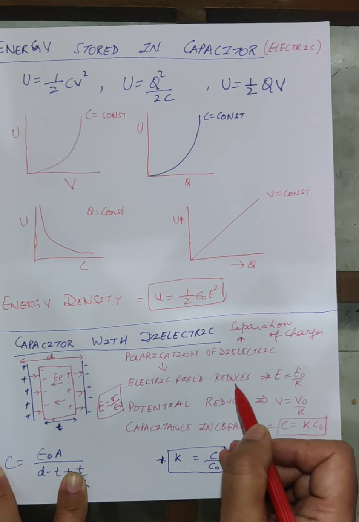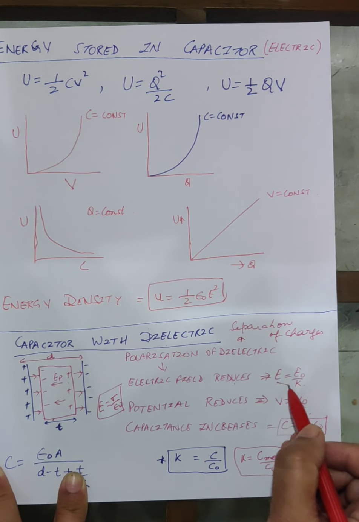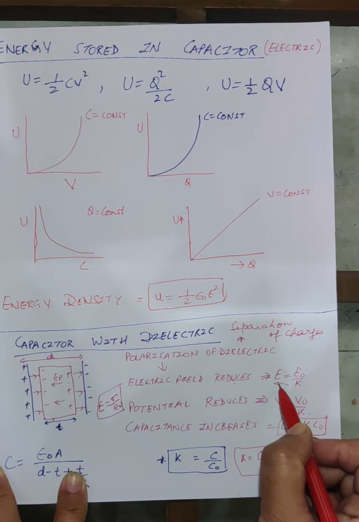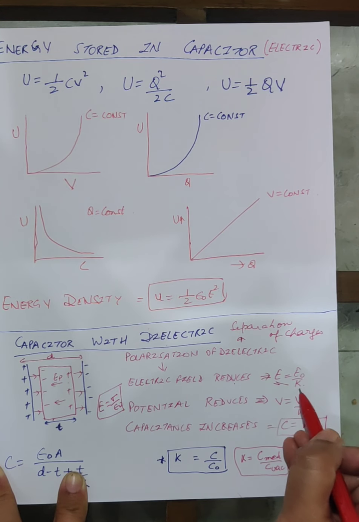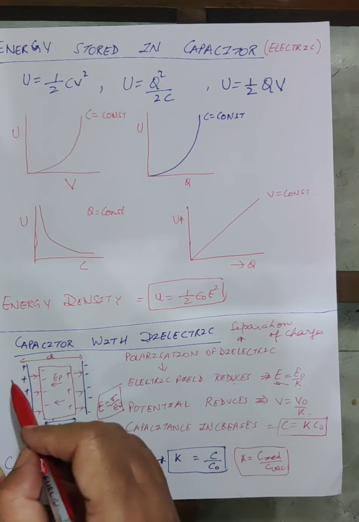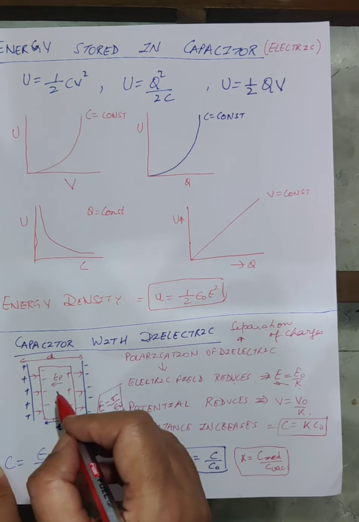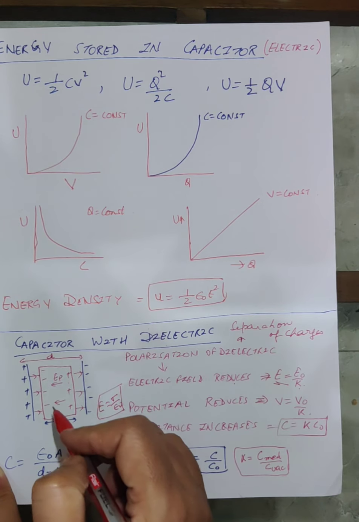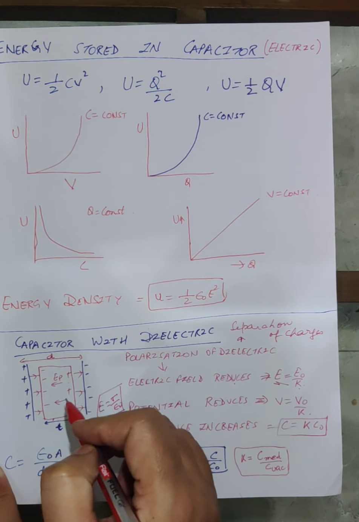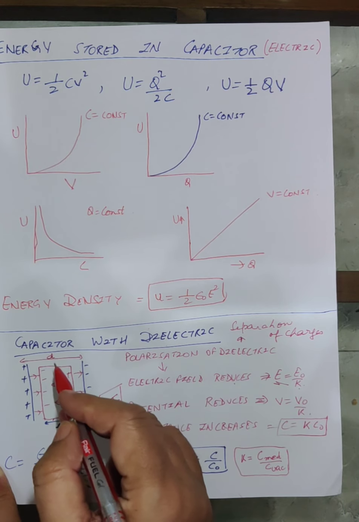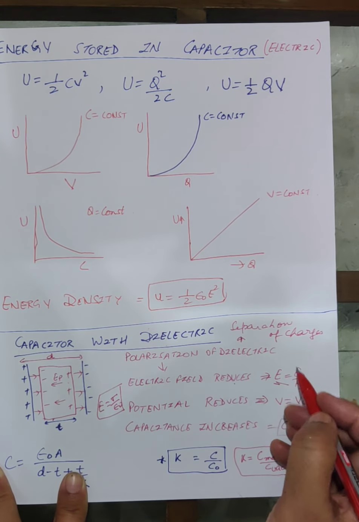By how much is the electric field reduced? Again, this formula is very important. As the electric field is reducing, E is equal to E naught by K. What is E naught? E naught is the electric field between the plates of the capacitor, which I told you is sigma by epsilon naught. But on introducing the dielectric, the electric field in the dielectric will get reduced and the formula is E naught by K.